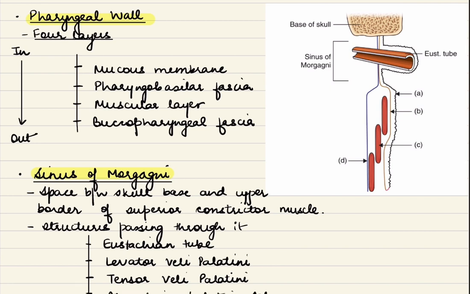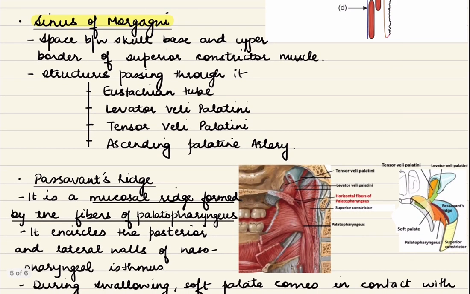Now there is a space between the skull base and the upper end of the superior constrictor muscle, and this space is known as the sinus of Morgagni. And a few important structures pass through this sinus, and they are the eustachian tube, the levator and the tensor veli palatini muscles, and the ascending palatine artery, which is a branch of the facial artery.